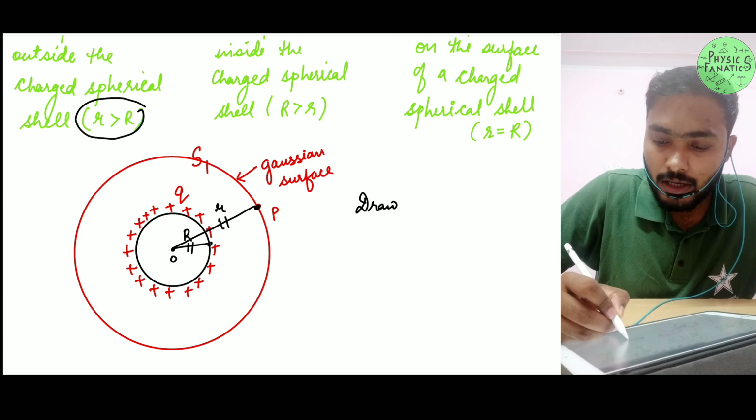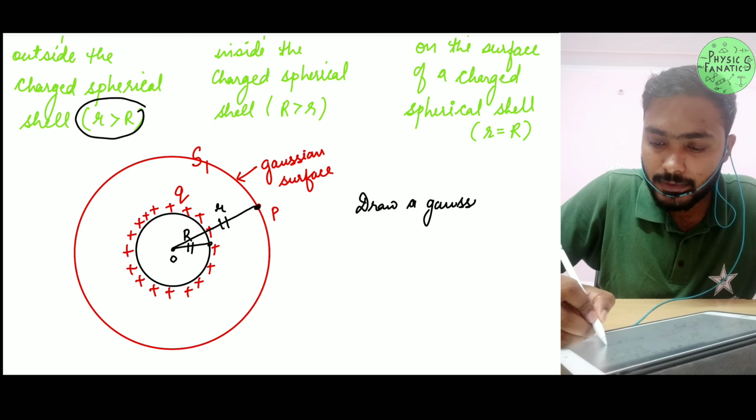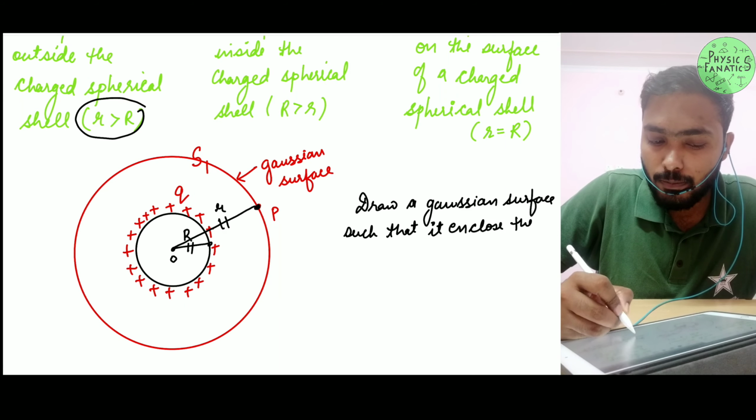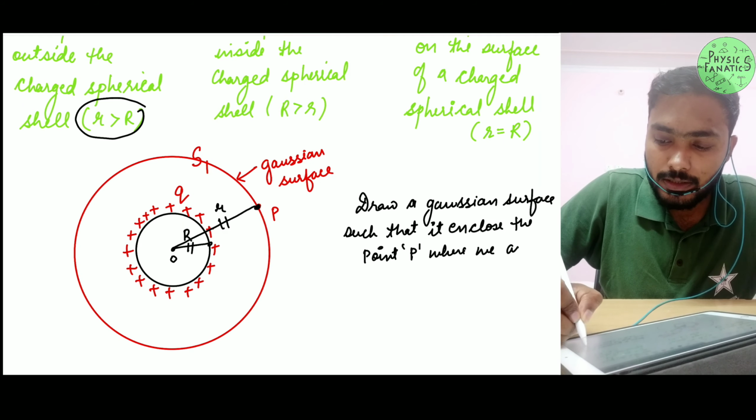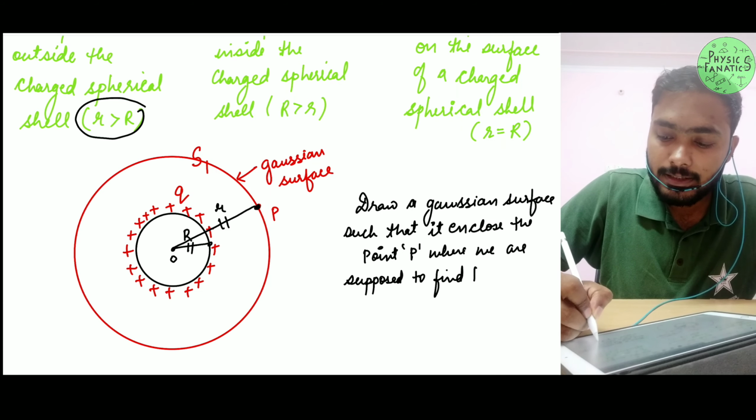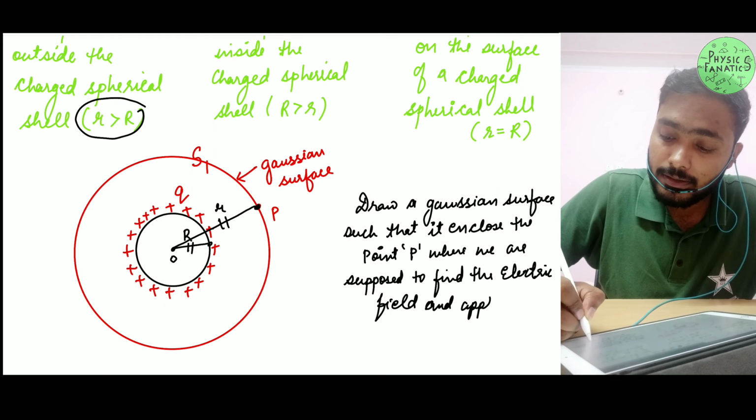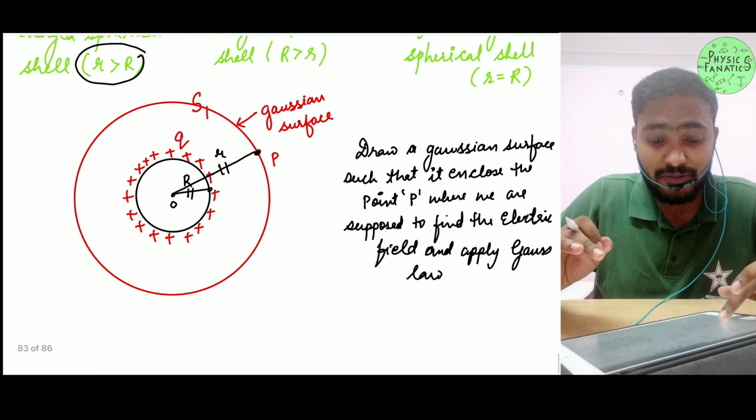Draw a Gaussian surface such that it encloses the point P, where we are supposed to find the electric field, and apply Gauss law. Alright, the next step is to apply the Gauss law.